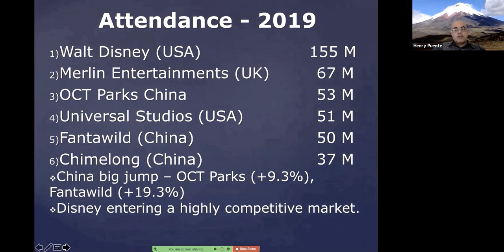As you can see, Walt Disney is far ahead of the other parks throughout the world. The other thing that you should notice that's kind of interesting, at least I think it's relatively interesting, is the rise of the Chinese parks. They now occupy number 3, number 5, and number 6. So again, it clearly tells you that as Disney moves into China and they've built this park in Shanghai, they're going to face a lot of competition from the Chinese parks, but also the American parks that are going into China as well.